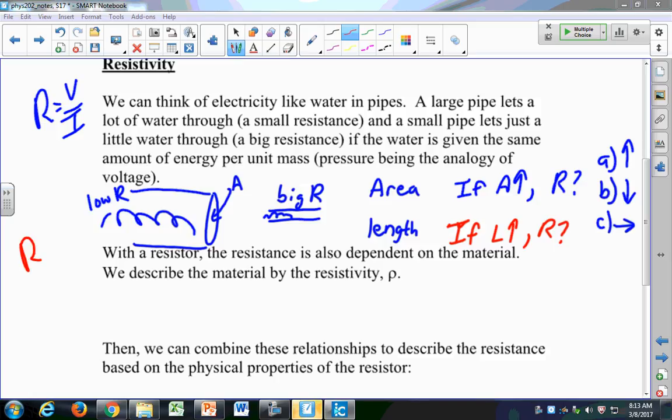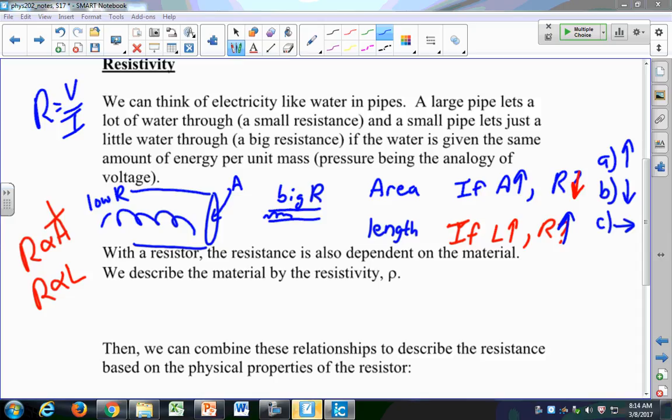We have R is proportional, excuse me, proportional to 1 over the area. If I increase the area, the resistance decreases. R is proportional to the length. If I increase the length, the resistance increases. An inverse and a direct proportionality.